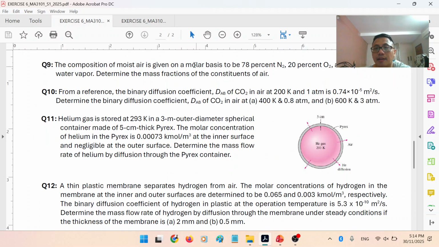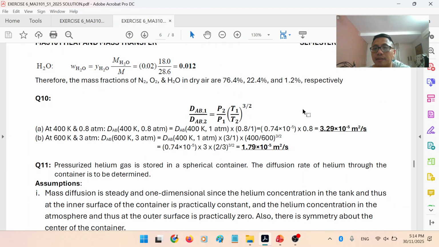Okay, so substitute the value inside, so you are able to get the diffusion coefficient of carbon dioxide in air at 400 Kelvin and 0.8 atmospheric pressure, which is 3.29 times 10 to the power negative 5 meters squared per second. In the second case, at 600 Kelvin and 3 atm, same thing. Substitute the value inside, and we will be able to get the new DAB value, the diffusion coefficient of carbon dioxide in air at 600 Kelvin and 3 atm, equal to 1.79 times 10 to the negative 5 meters squared per second.